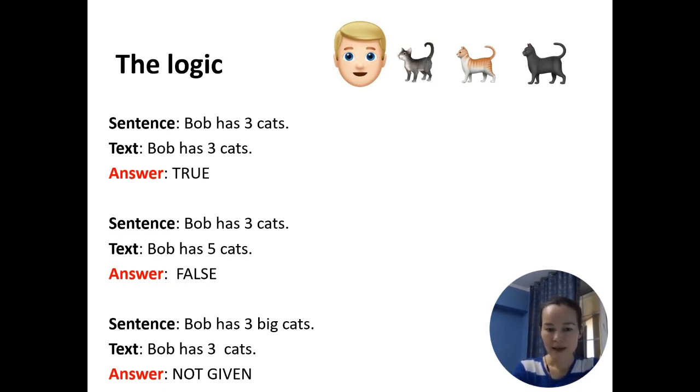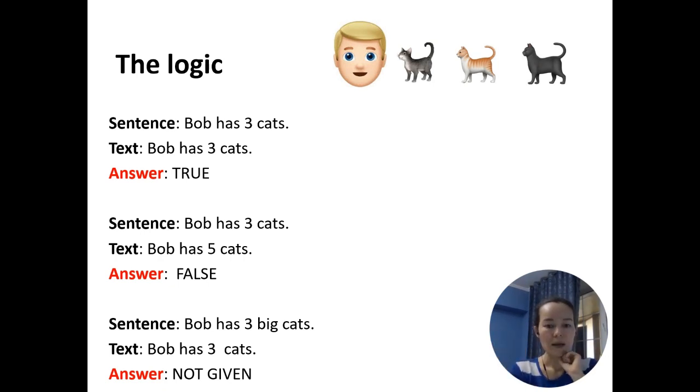Let's go to the next one. The sentence says, Bob has 3 cats. And the text says Bob has 5 cats. Okay, the same person, Bob, the same situation, he's an owner of cats. However, the number of cats is different. In the question we have 3 cats, in the text we have 5 cats. So there is a contradiction between the information in the sentence and the information in the text. So it's false. It's not true. It's false.